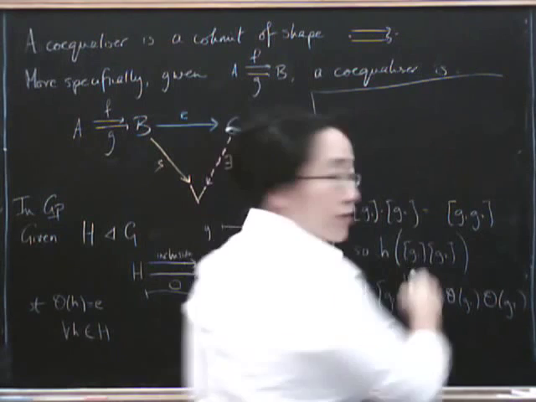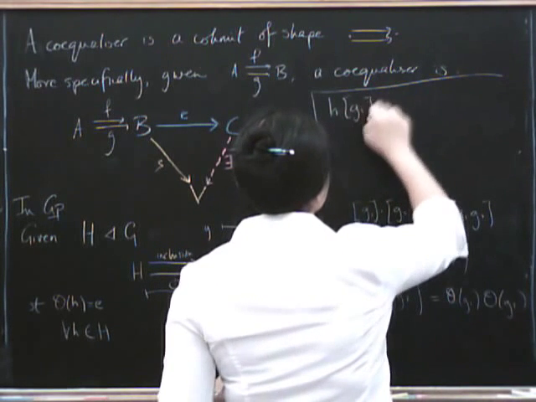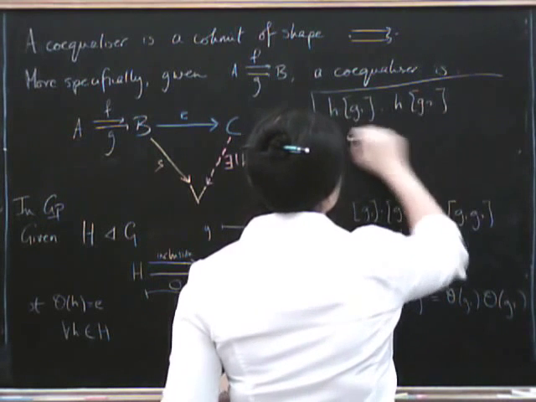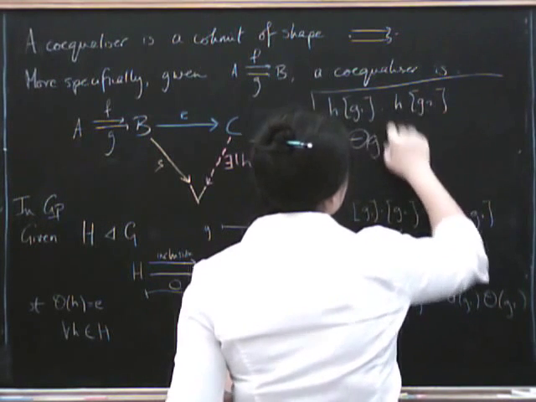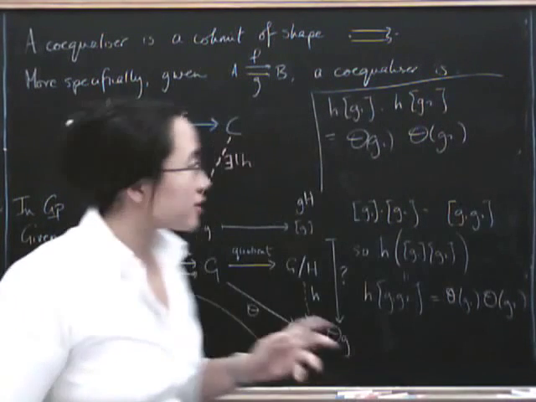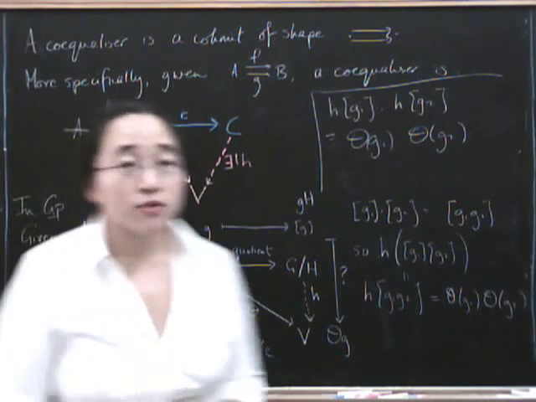So that's H of G1, G2. On the other hand, we have H of G1 multiplied by H of G2. And we know that that equals theta of G1, theta of G2. So that gives us the fact that that really is a group homomorphism. So this really is a coequalizer.